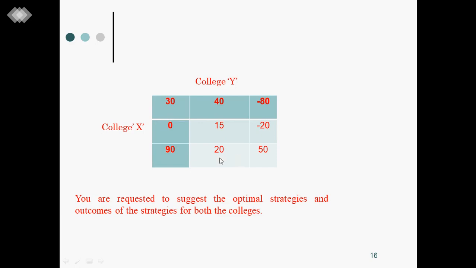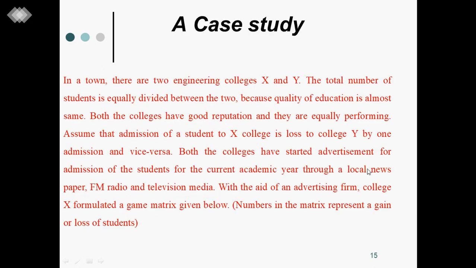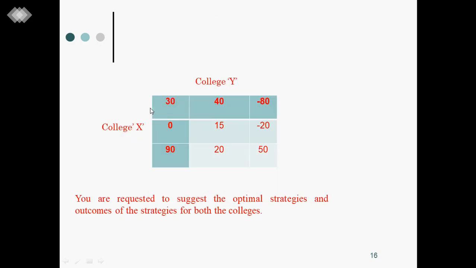Okay. So now college X and college Y, like 2 organizations or 2 firms you can say. So 30, for example, so this is like strategy 1, strategy 2, strategy 3. What are the strategies here? Advertisement in the newspaper is one strategy, advertisement in the FM radio, advertisement in the television, that is TV. So this one, newspaper, FM radio, television. For college Y also they have the same options, newspaper, FM radio, television.